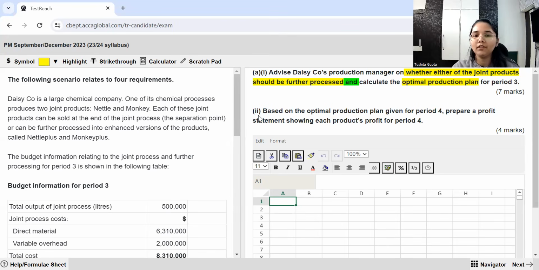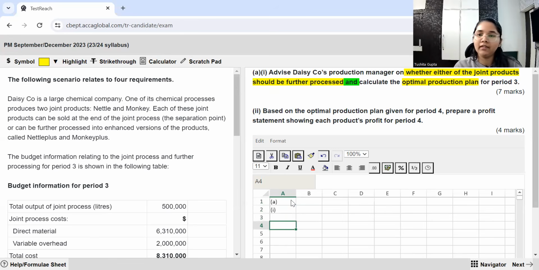Then the requirement 2 is based on the optimal production plan given for period 4. We have to prepare a profit statement. This pertains to period 4. So for the time being, let us deal with the period 3. So let's get started with A1. So this is A and this is 1.